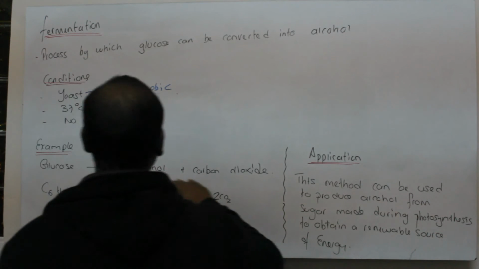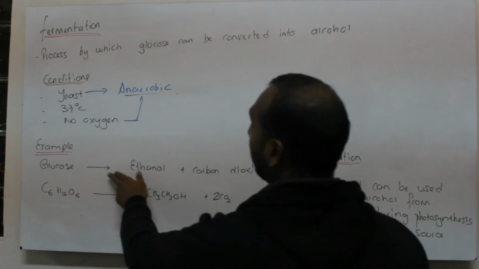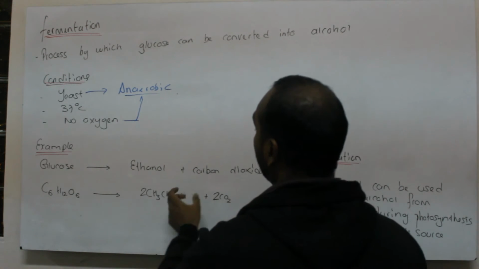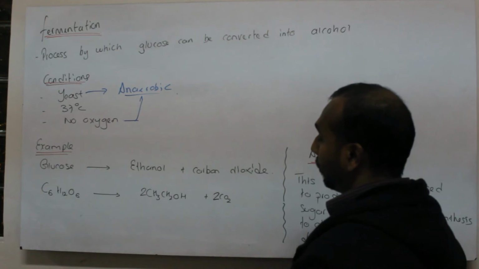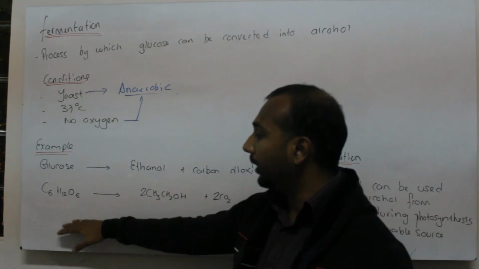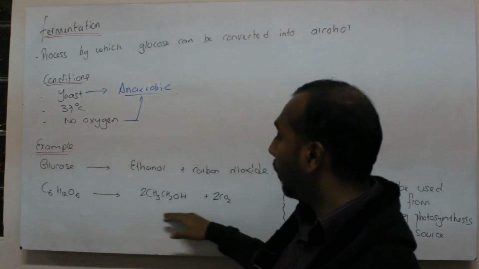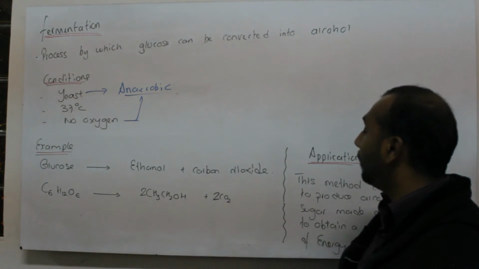This is a general equation for what happens. Glucose during fermentation becomes ethanol, and carbon dioxide gas is also produced. This is a word equation. Let's look at the chemical equation. This is the chemical equation for glucose, which becomes ethanol and carbon dioxide.